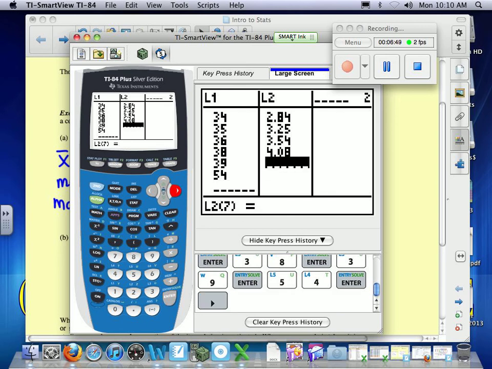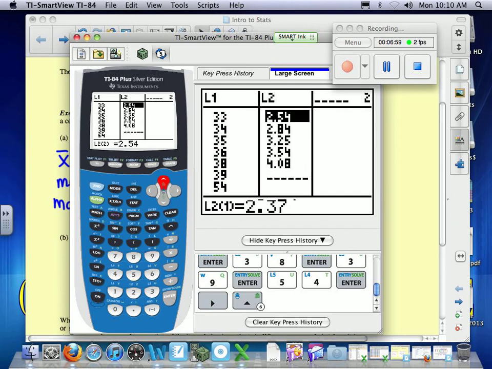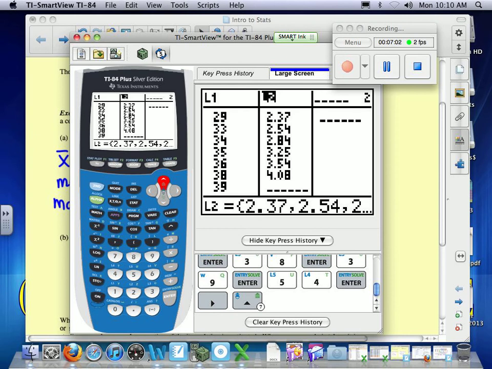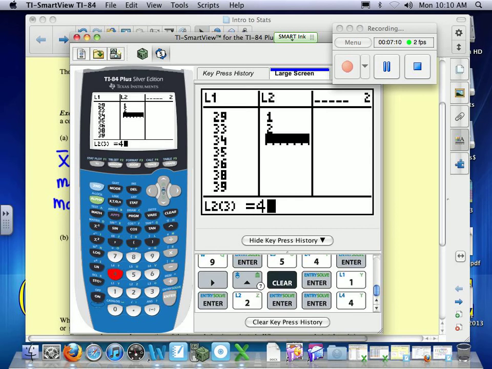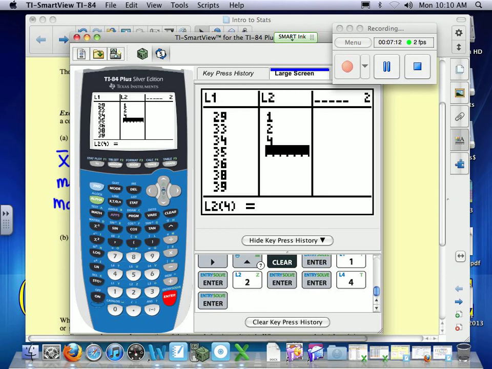Just do a quick visual. It's a short list. Make sure you didn't put in just a 2 or just a 3 because sometimes you go faster than the calculator. We're going to do the same thing for L2. So go all the way to the top until the cursor is over L2. Clear and enter to get rid of your data. That's where we put the number of cars, correct, the frequency.